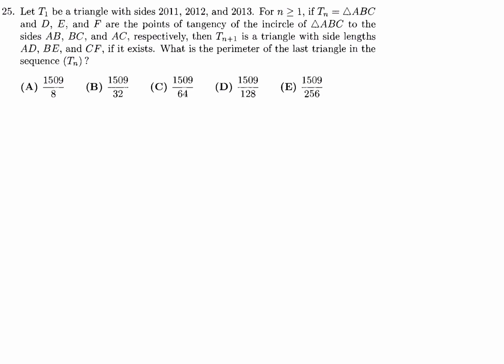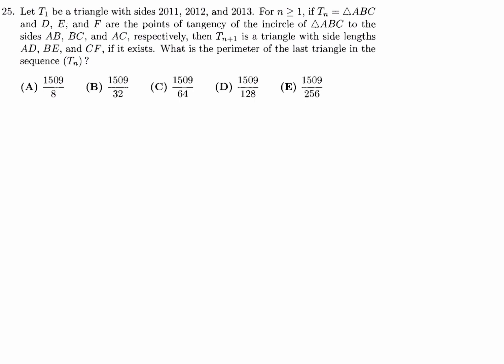Let T1 be a triangle with sides 2011, 2012, and 2013. For n greater than or equal to 1, if Tn is triangle ABC, with D, E, and F the points of tangency of the incircle of triangle ABC to the sides AB, BC, and AC respectively, then Tn+1 is a triangle with side lengths AD, BE, and CF, if it exists. What is the perimeter of the last triangle in the sequence Tn?